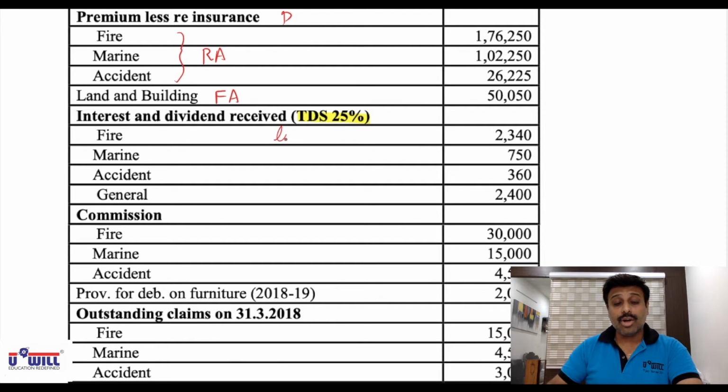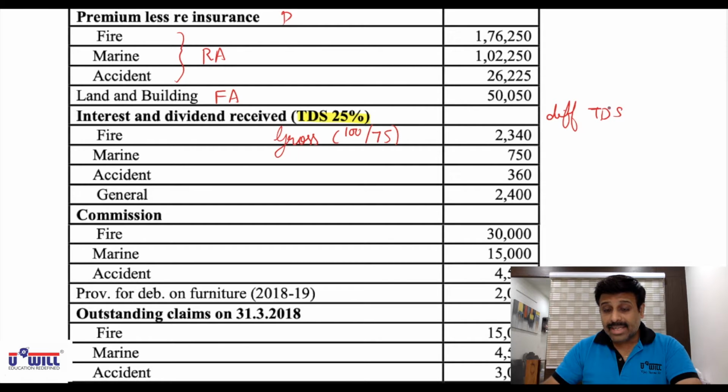So we will be recording the gross amount in the revenue account or P&L account, which would be calculated as 100 upon 75. The difference amount will represent TDS. That TDS will be shown in advances, not other assets, because TDS means tax paid in advance. For example, 2340 into 100 by 75. We have discussed this 100 by 75 in the last lecture also.